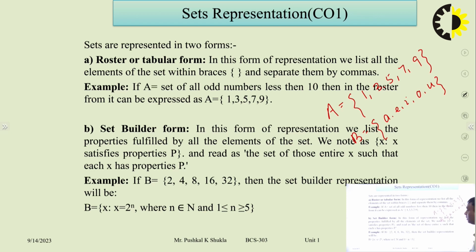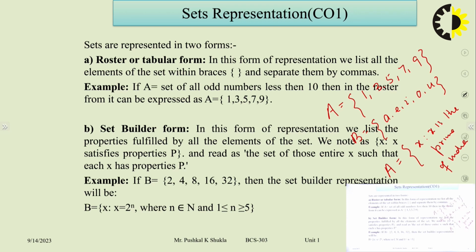Second notation, that is set builder form. In this form of representation, we list the properties fulfilled by all the elements of the set. We categorize the elements by their properties. For example, suppose A is the set of all the Prime Ministers of India. We can write this in set builder form as: X such that X is a Prime Minister of India.